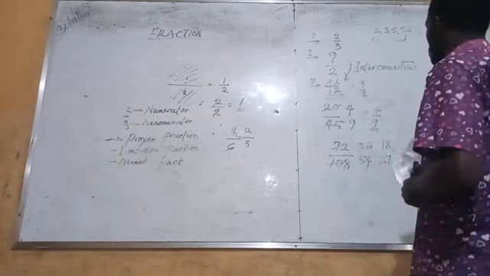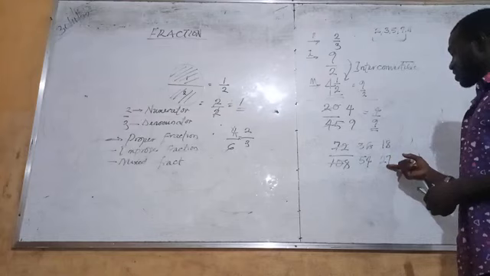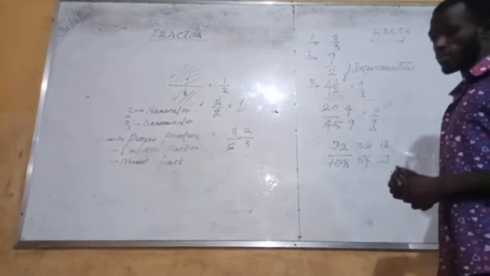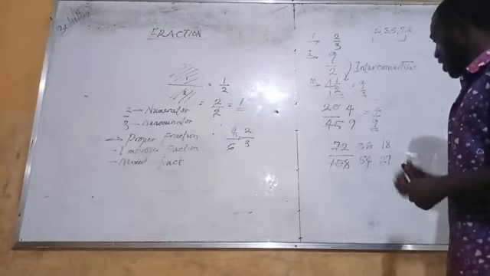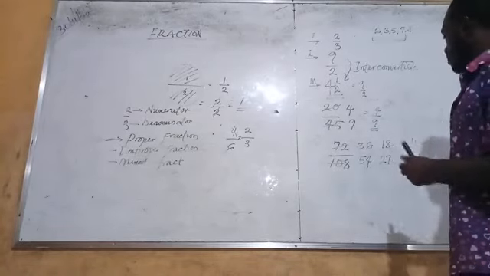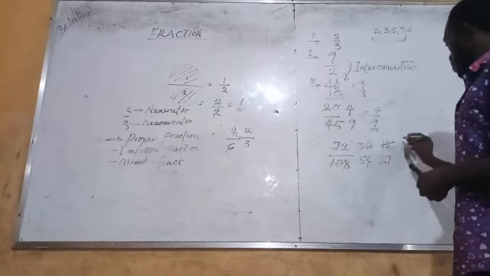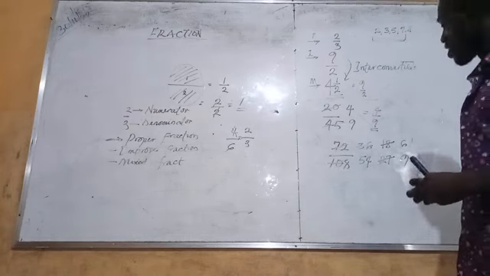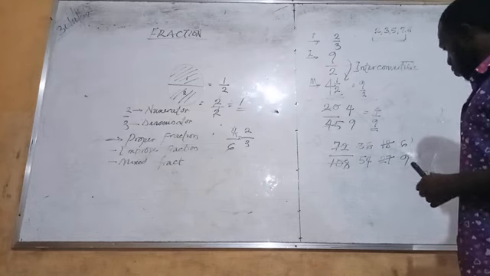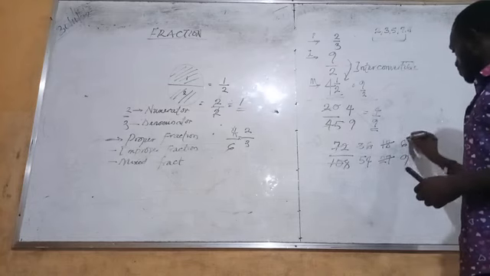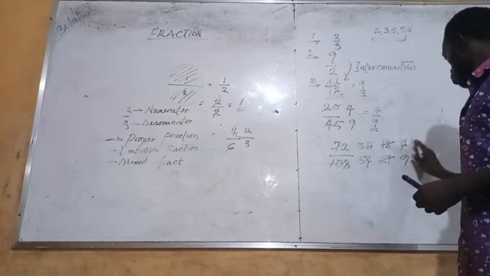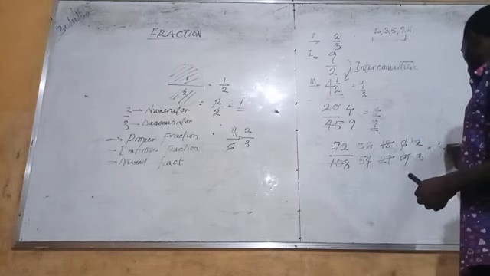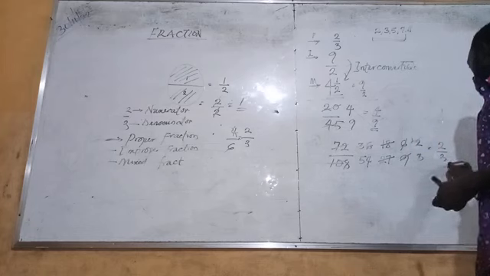Now seeing that 2 can no longer divide this one, as I said, 2 can only divide numbers that end with 0, 2, 4, 6, 8. This is ending in 7, so 2 can no longer divide. Let's try the next option, 3. So 3 in 18, we are going to have 6, and 3 in 27, we're going to have 9. 3 can also go in 6 and 9. 3 in 6, 2, and 3 in 9, 3. So our answer is going to be 2 over 3.